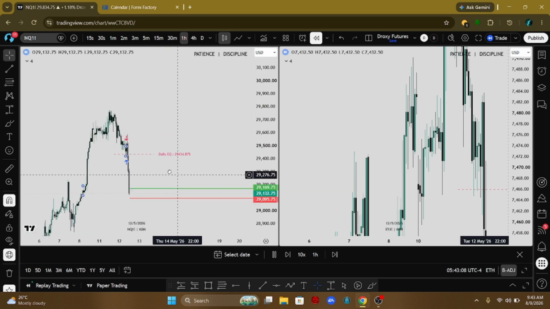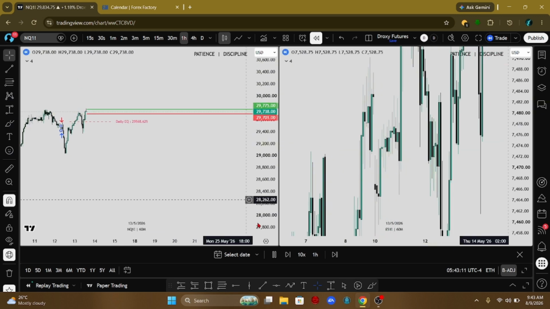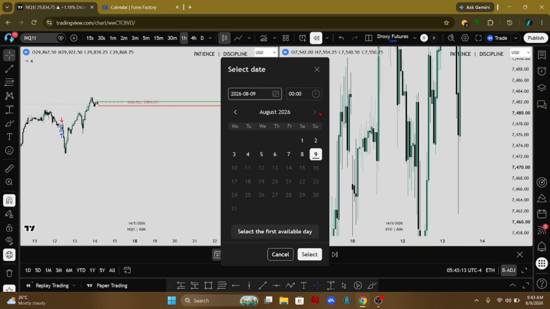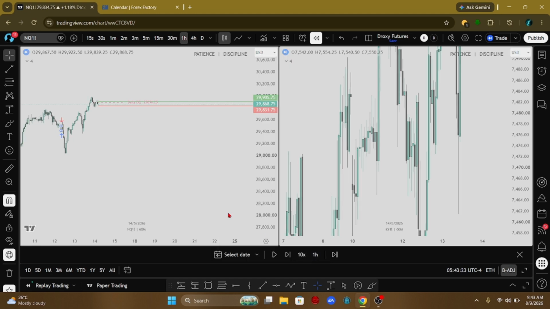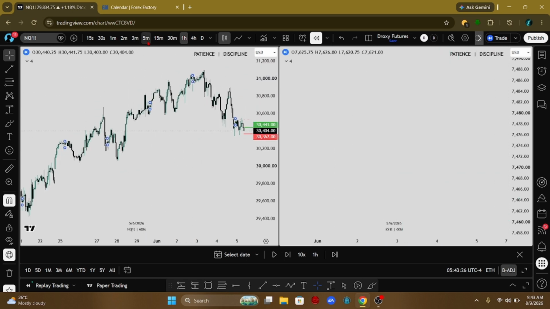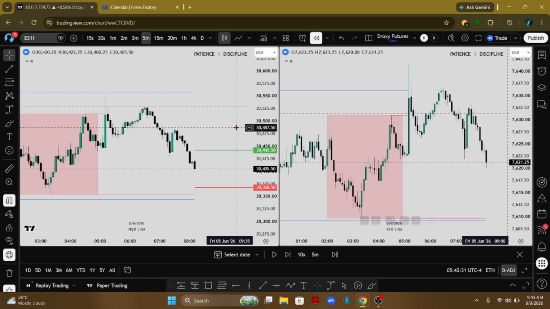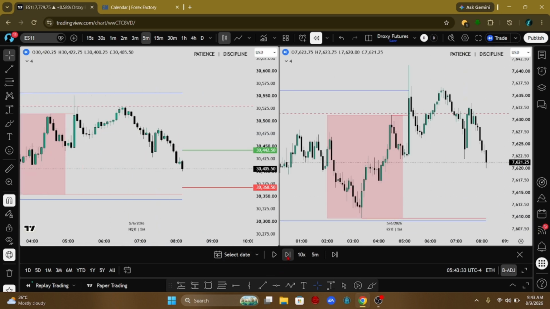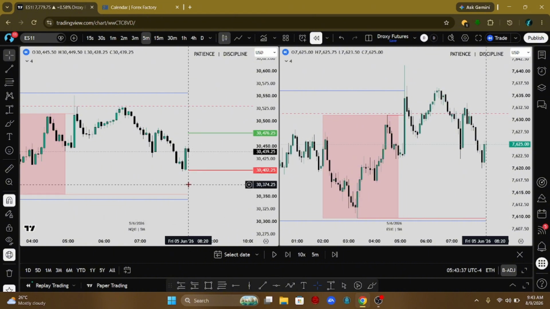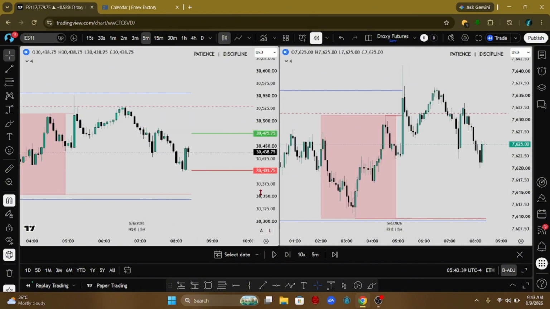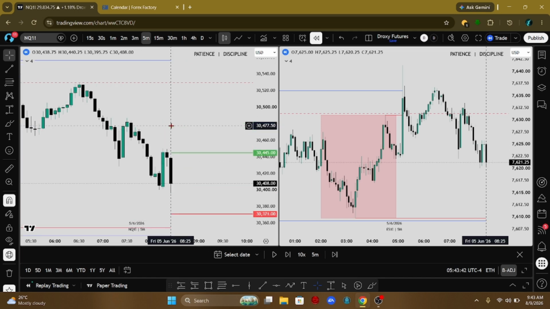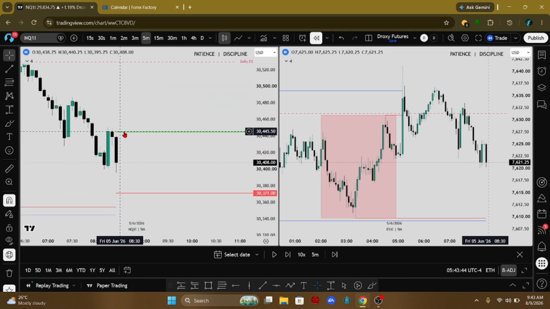It's going to be a long way. I can just go here and just go to June 5th, 8:15. Select. So let's go for the 8:25, this 8:20, and that's 8:25. So we do the same thing.